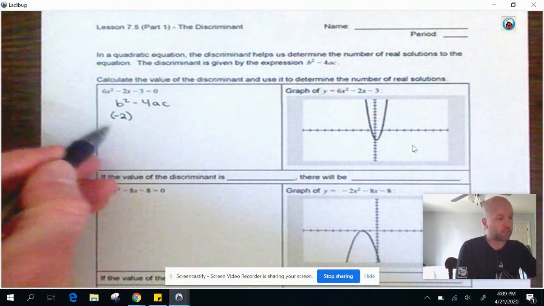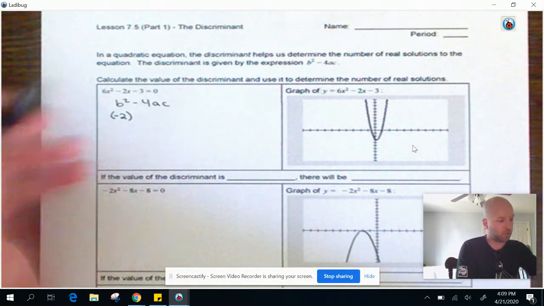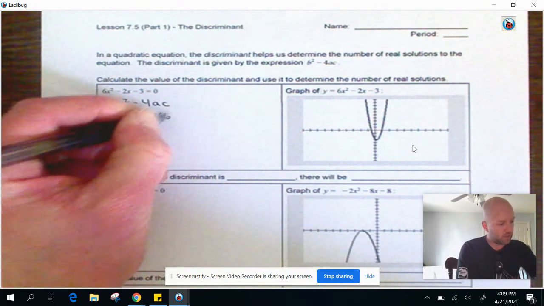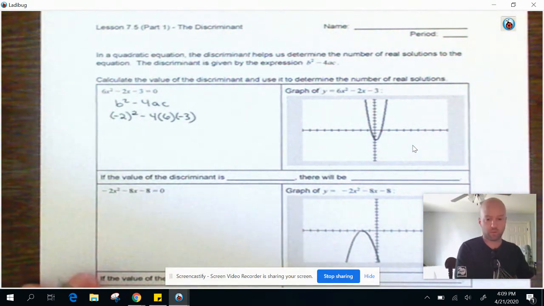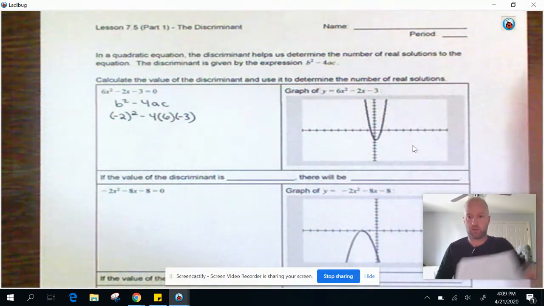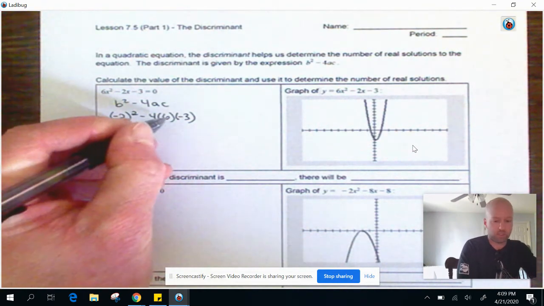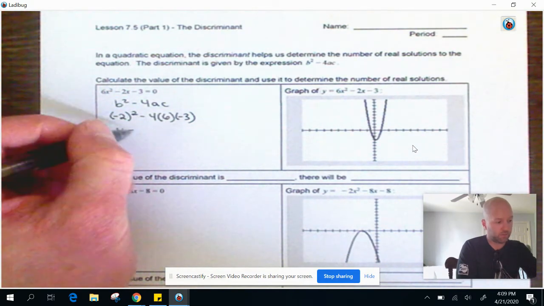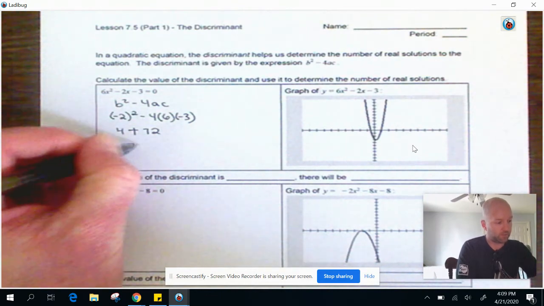Now, some of you are making mistakes here because you do 2 squared and then make it negative. Any negative or positive number multiplied by itself is going to be positive. So that's going to be squared 4. The value of a is 6. The value of c is negative 3. So when we do that math, we get positive 4, and then negative 4 times 6 times negative 3 is positive 72. And then I take the sum of those two, that gives me 76.